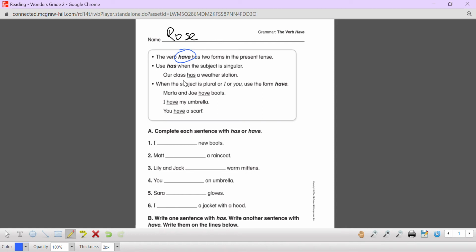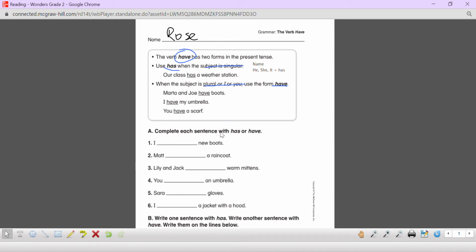We know when we say I have, you have, that's for plural, or I, we use have. But when the subject is singular, we use has. Here, by singular we mean, for example, one person: he, she, and it, we will use has. Or just the name of it. So for example, I say Rose, then it will say Rose has.